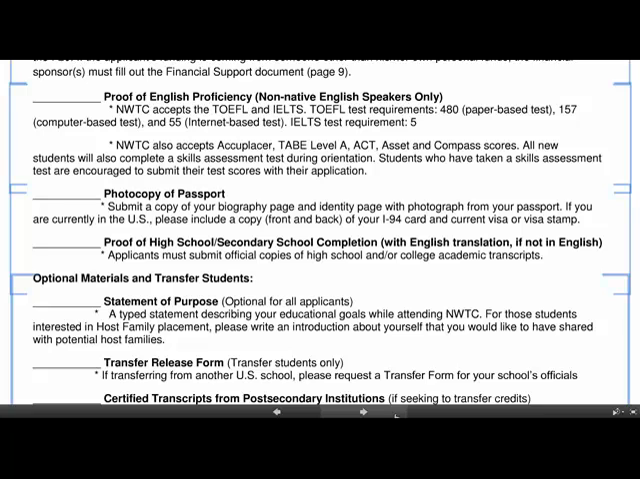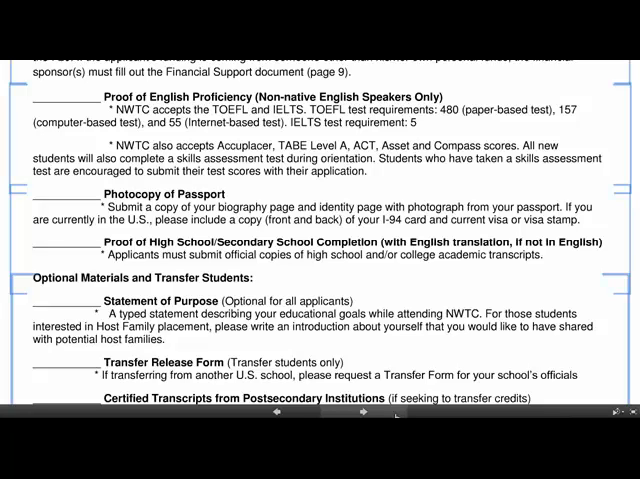Please submit a photocopy of your passport and proof of high school or secondary school completion. For proof of completion, students may submit high school diplomas or transcripts. They may also choose to submit college or university degrees or transcripts, showing that the student had attended the college or university in the United States for at least a short period of time.